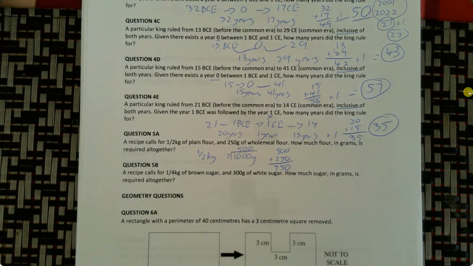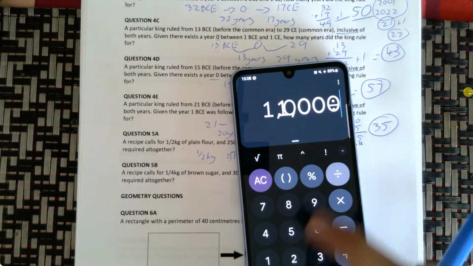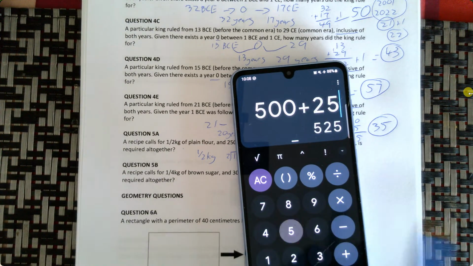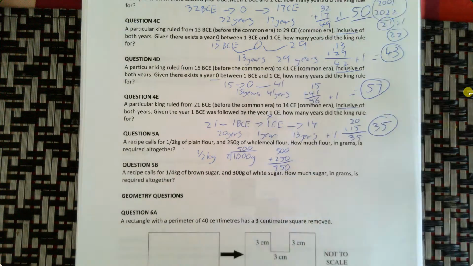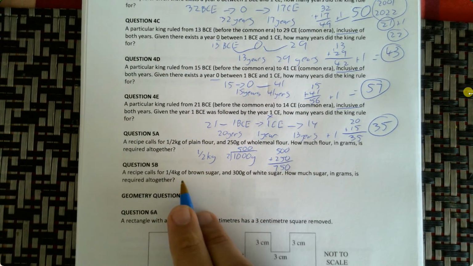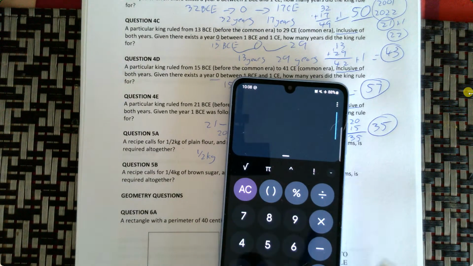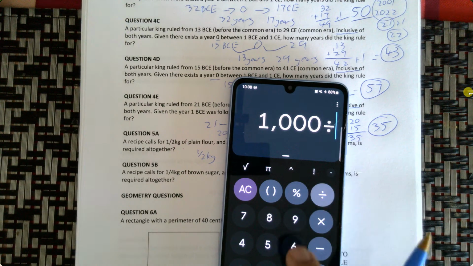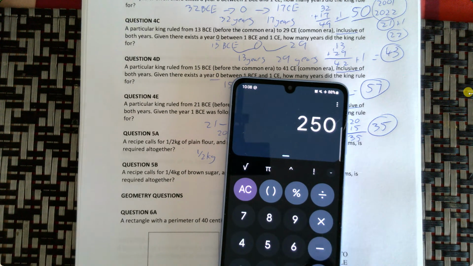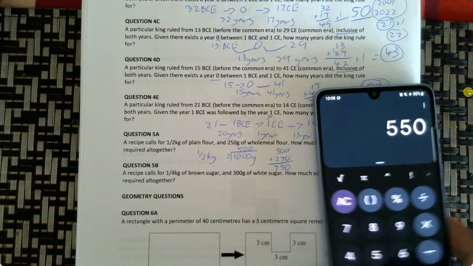If you didn't know how to do the short division, this is obviously calculator friendly. 1,000 divided by 2, and have to add my 250 to that. 750 grams. Next one, same thing. This time we've got a quarter and then 300. So again, I know that there's 1,000 grams in a kilo. So 1 quarter is 250 plus I'm adding 300 equals 550.